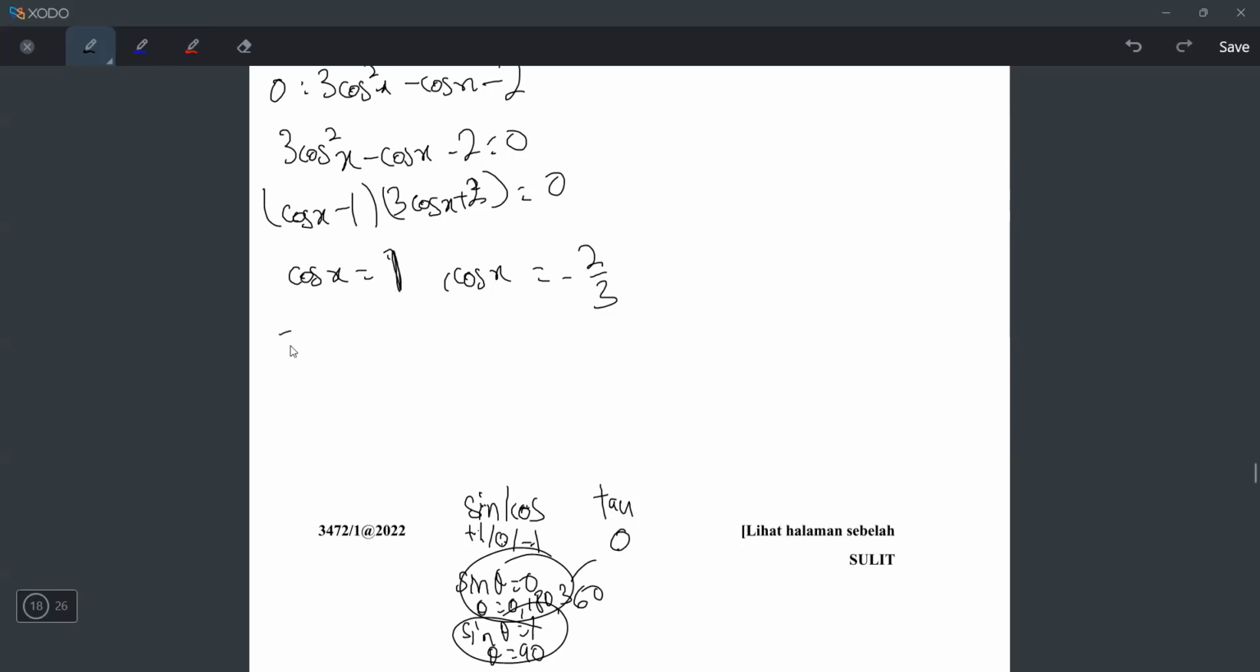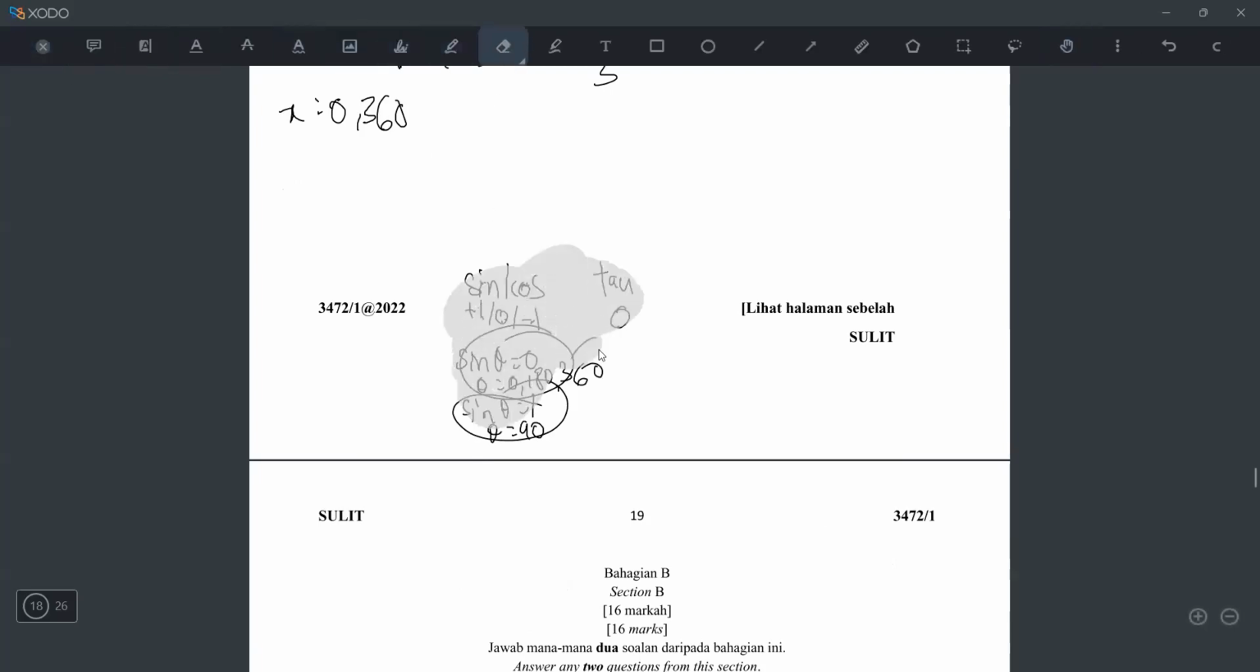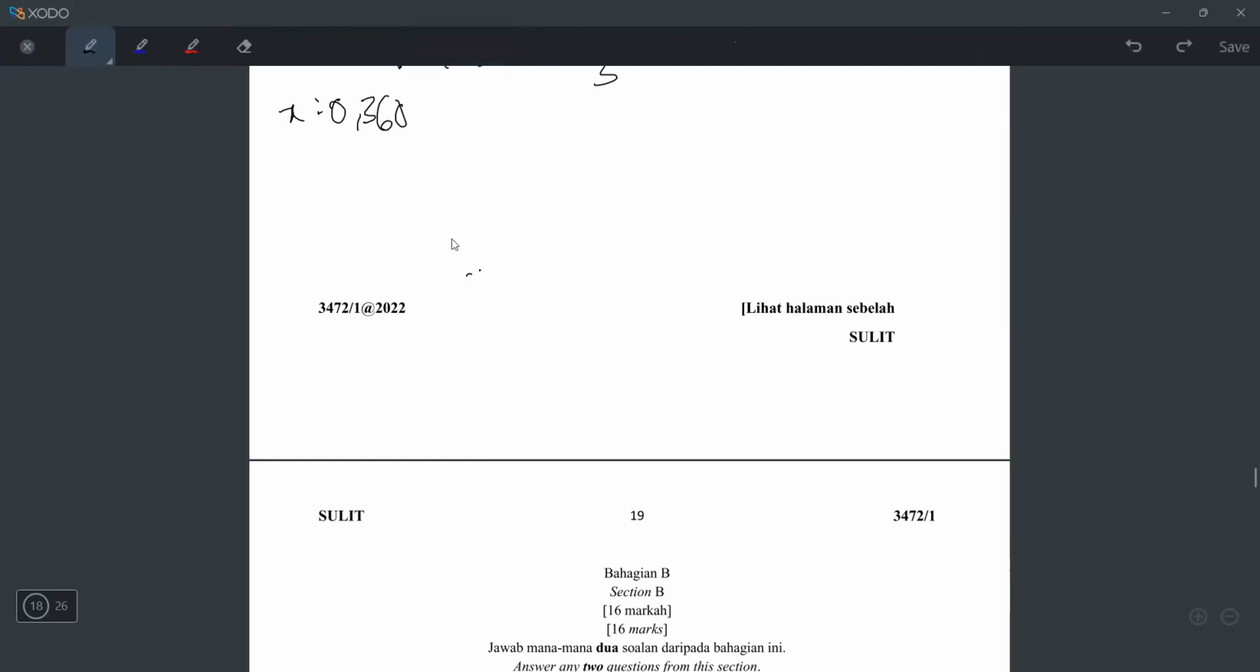So cos x equals 1 is a special case, so you cannot use the calculator. So cos x equals 1, the answer is what? 0 and 360. I'll just write down all the special cases. Actually I'm very lazy to write down all of it, but let's just write it. I have done it many times before, and in my last video also, but let's do it.